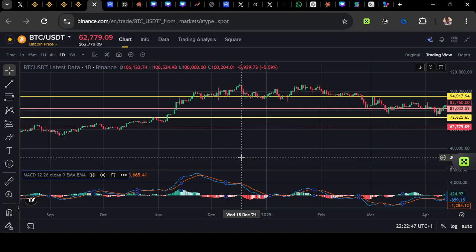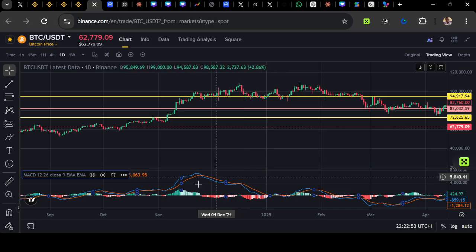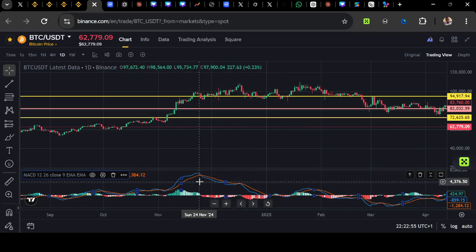Now to recap, don't forget there are 3 ways you can use MACD. Number 1, as a crossover. You can also use it to tell the volatility. When you look at the histogram, you now know what the volatility is like. And then finally you can use it as a divergence.